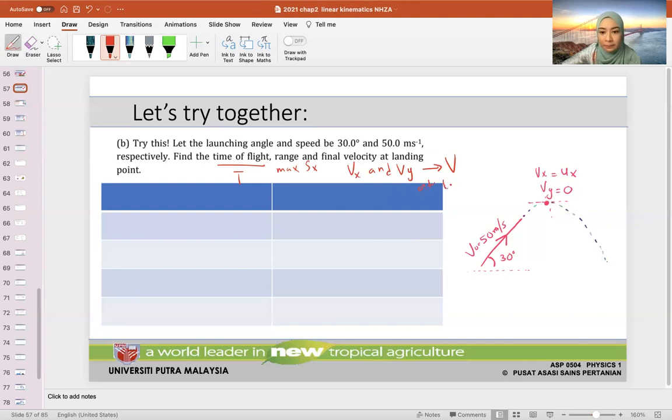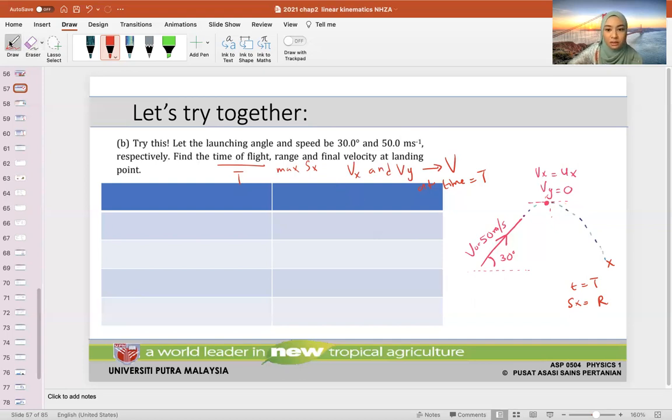At time equals to t, at the total duration. When I reach this point, right, my time is equal to t, my Sx is equal to r. What else? My Sy is equal to, what is it? Negative lah, something negative. Okay, ni tak penting. Kita nak tahu pasal range je. Range, time of flight, final velocity.